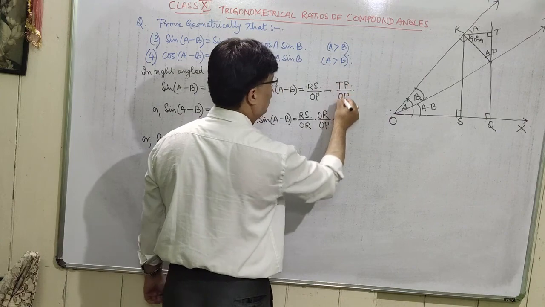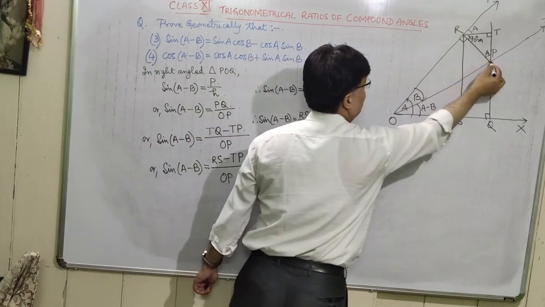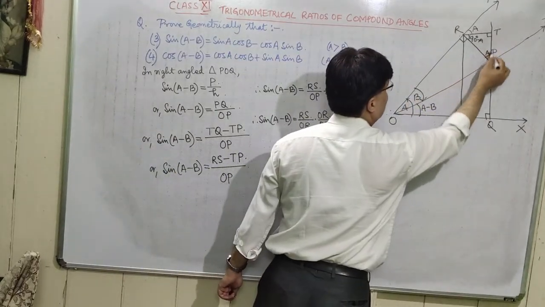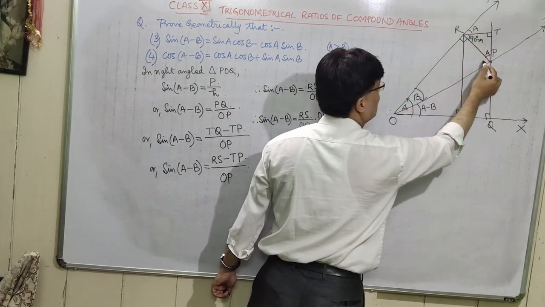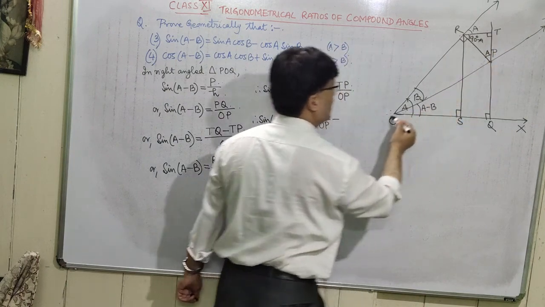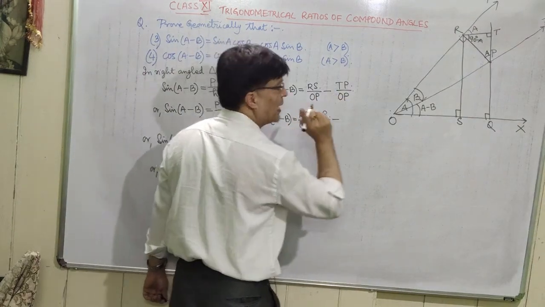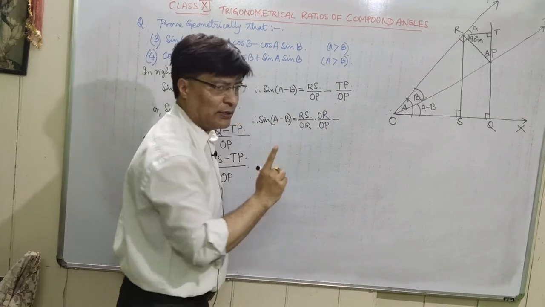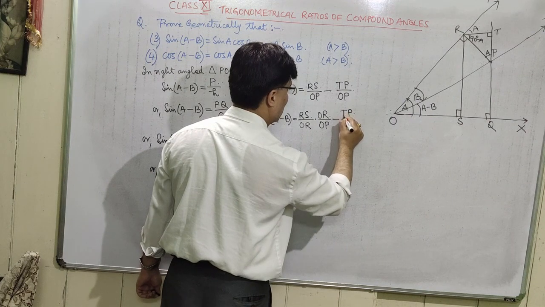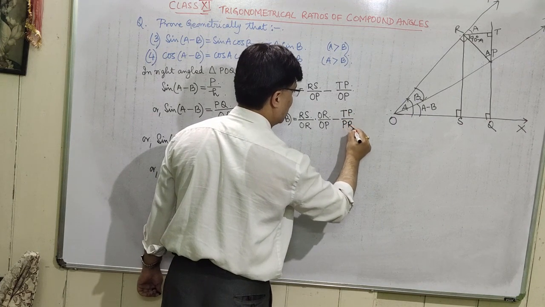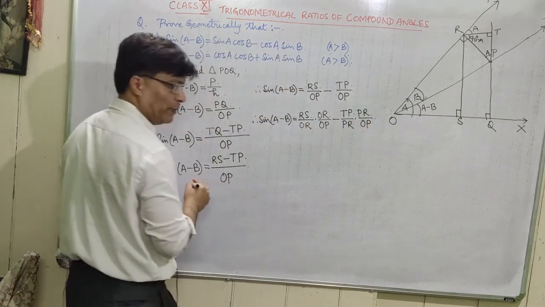Similarly, minus TP and OP. This is your TP and this is your OP. Both these straight lines are intersecting PR, isn't it? So that PRT is a right angle triangle and RPO is a right angle triangle. Both these straight lines TP and OP are intersecting the straight line PR, so PR is the common line of intersection. So it is TP divided by PR, multiplied and divided by PR, so it is PR upon OP.